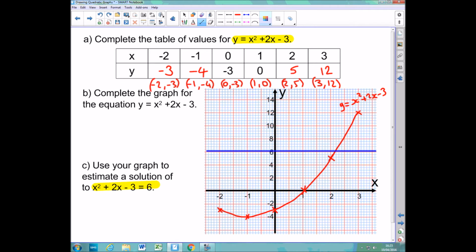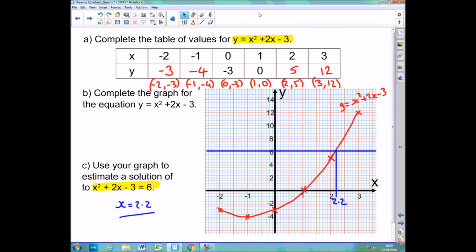6. Now you'll notice on my graph here, I've only got one crossing point. Usually you'll have two, but in special circumstances you might only have one. So I'm drawing my line down from that. And my solution to my equation is 2.2. So x is 2.2 as an estimate.